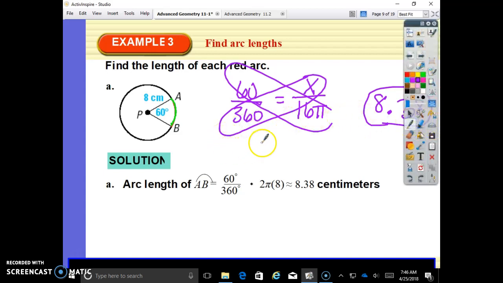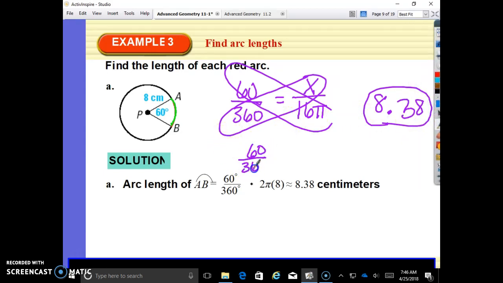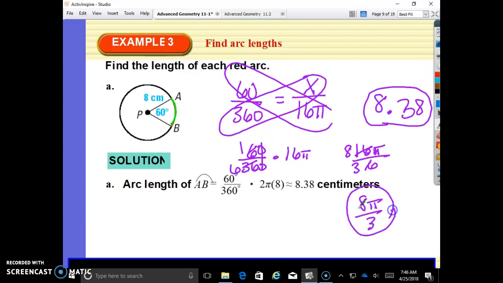The other way you could have set this up is just simply 60 over 360 times 16 pi. Which is really just 1/6 times 16 pi, or 16 pi over 6, which is really 8 pi over 3. That should be the same answer, and that would be the exact answer. 8 times pi equals, divide by 3 equals, and you get the same 8.38. If your answer choices on the EOC are written like this, and you get a decimal answer, turn the answer choices into decimals and pick the same one.